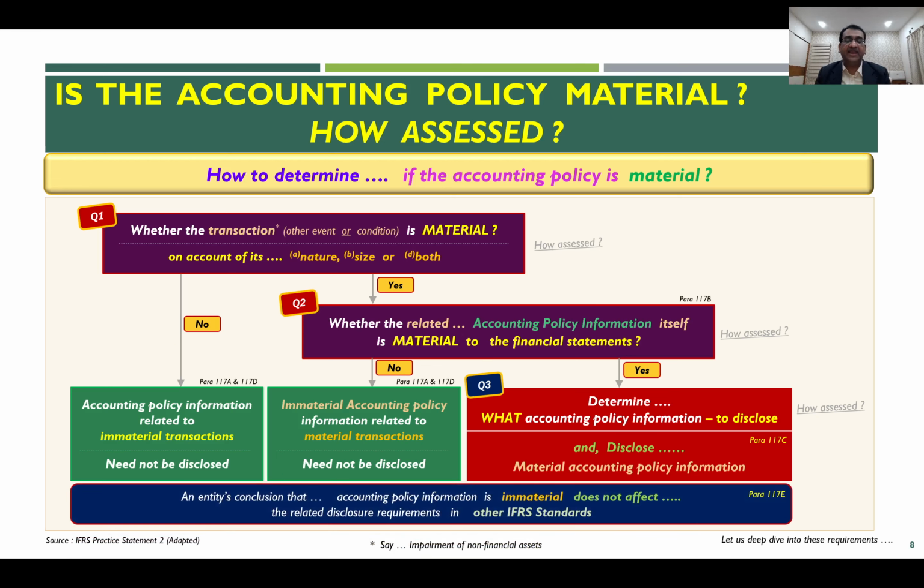Also, as we have seen, an entity's conclusion that the accounting policy information is immaterial does not affect disclosure requirements in other standards. I've already told you in one of the earlier slides that this requirement is with respect to material accounting policies disclosure, and therefore if you otherwise have disclosure requirements in other standards, those continue to apply to the entity. So this is how you will need to determine and establish which of the policies are material or not.